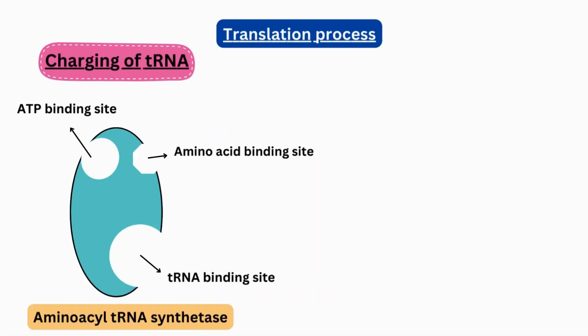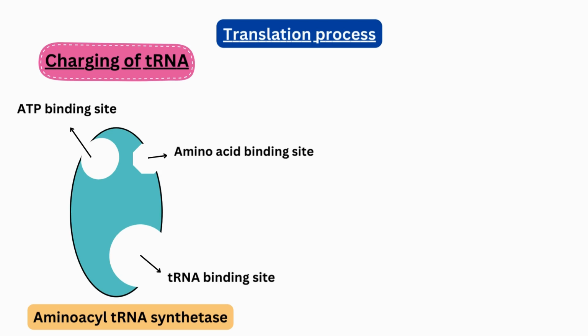Now let's begin with the translation process. The first step in the translation process is the charging of tRNA. The enzyme involved in this process is aminoacyl tRNA synthetase, and this enzyme has 3 binding sites: the ATP binding site, the amino acid binding site and the tRNA binding site.